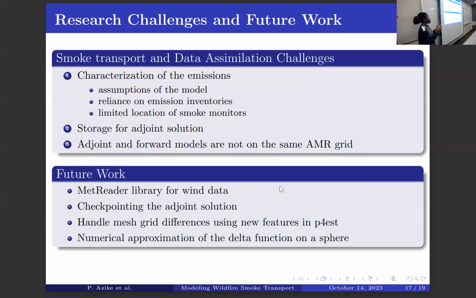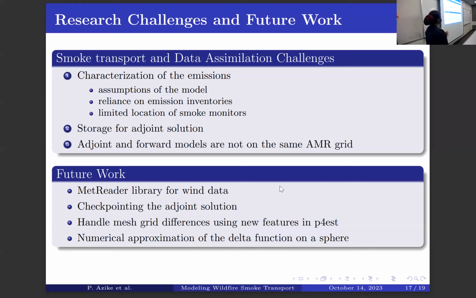Now, going through smoke transport and the data assimilation, we've encountered some challenges. First of all is the emission source. The characterization of the emissions is itself a source of uncertainty. Several researchers make assumptions in their model, and because we cannot describe all of the physics governing the equation, it leads to errors. Some researchers also rely on emission inventories. They just pick up constants and plug them in, so we don't have a sense of the equation they use to represent their emission source. And then smoke monitors are limited by their location.